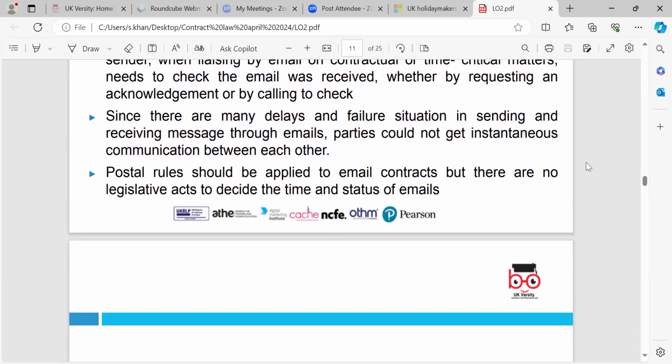Since there are many delays and failures in sending and receiving messages through emails, parties could not get instantaneous communication, as we mentioned with the Zoom example. Postal rules should be applied to email contracts, but there are no legislative acts to decide the time and status of that. A really important case in regards to postal rules is the case of Adams and Linsell, 1818.